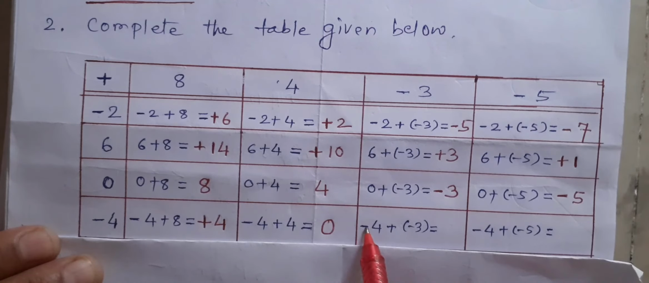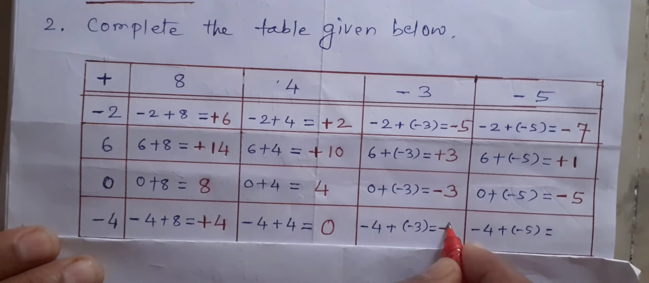Then I am here at minus 4 plus minus 3. Minus 4 plus minus 3. That means you have to move 3 places to the left hand side. So I am moving from this 4 to the left hand side 3 places: 1, 2, 3. The answer is minus 7.